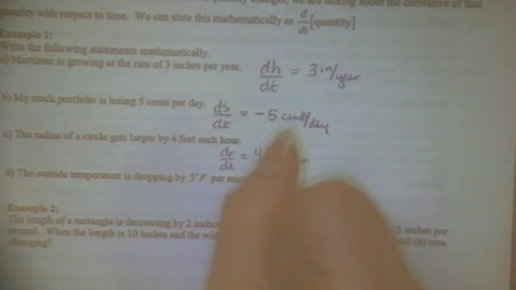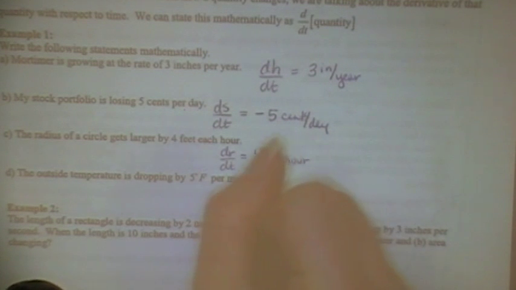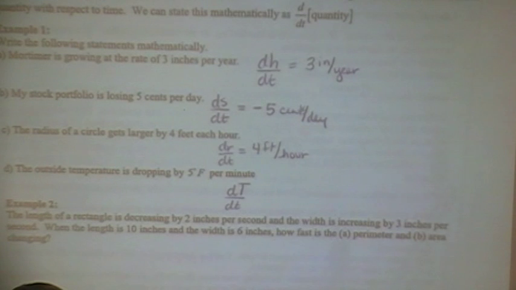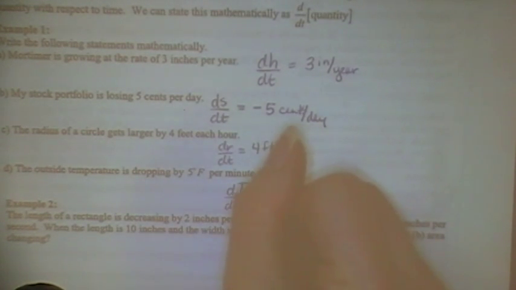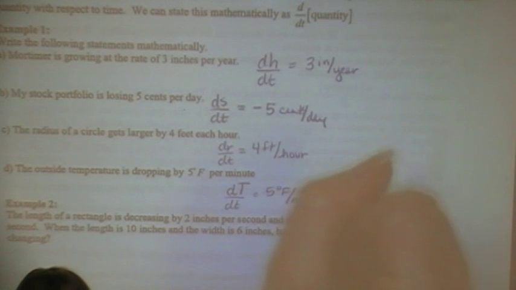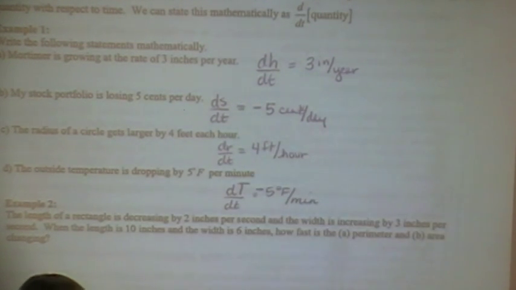Outside temperature is dropping. In this case, I would write dT/dt, lowercase t being time, capital T being temperature, equals 5 degrees Fahrenheit per minute. Oh, dropping, see, I already did it. Minus 5 degrees Fahrenheit per minute.